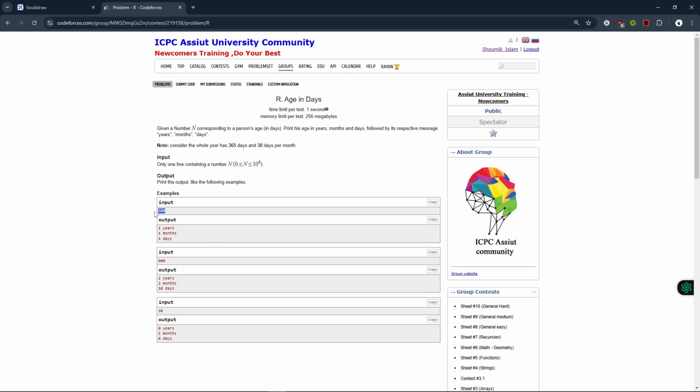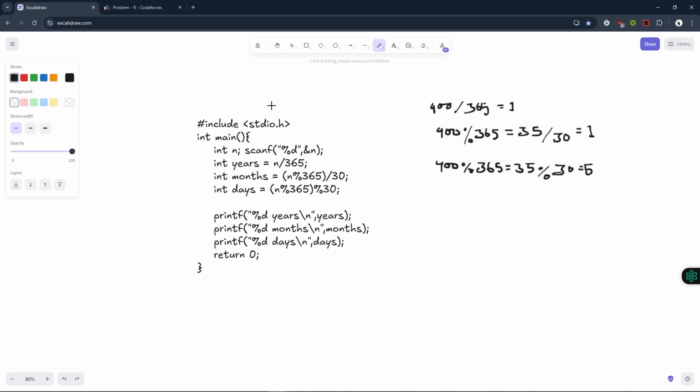Meaning for 400 we have to print 1 year, 1 month and 5 days, which means 1 year is 365 days, 1 month means 30 days and 5 days means 5 days. So 1 year and 1 month means 365 plus 30, which is 395, and 5 days makes 400. Okay, now I have written it over here for you guys to understand.